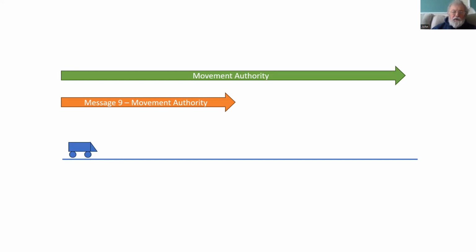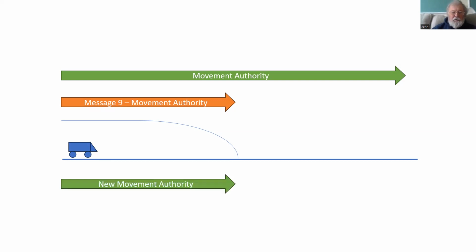When message 9 is received, the train undertakes a calculation to work out when it would need to start braking in order to be able to stop at the end of the new movement authority. And providing the train's speed is below the brake curves that are being calculated, then message 9 will be accepted, and the new movement authority will apply, and the train will be able to proceed and stop within that movement authority.